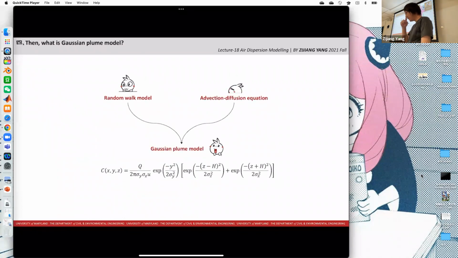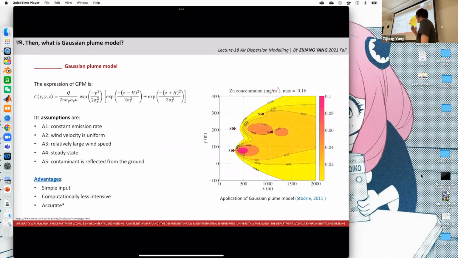So basically, we have two different independent approaches, and finally, we can derive the same thing. So I think this is the interesting part of air dispersion modeling. So let's go back to the Gaussian plume model. The expression of the Gaussian plume model is this, and we have already talked about it. And then there are the assumptions.